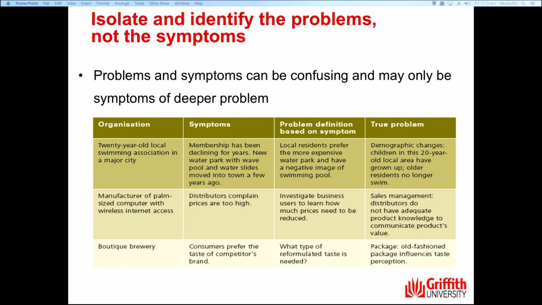Another example is the boutique brewery. The symptom is that consumers prefer the taste of competitors' brands, and the problem definition based on that symptom is what type of reformulated taste is needed to match the competitors. This is exactly what happened with Coke. Coke changed its taste to match Pepsi's sweet taste, and that's actually not the problem. The true problem is the package. An old-fashioned package influences taste perception. There are a lot of examples, but you have to be able to separate the symptom and the true problem.